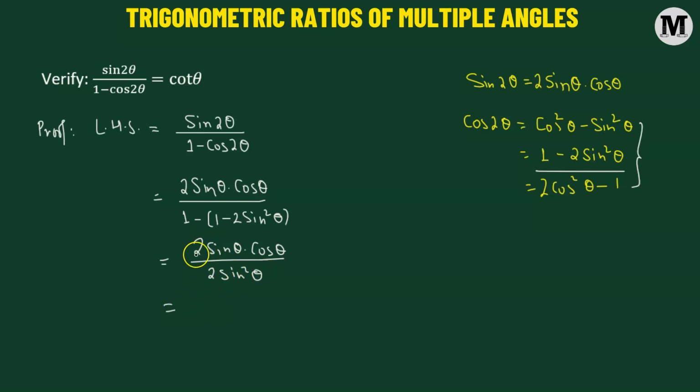Now we can factor out 2 from the numerator and the denominator. One sine theta also gets factored out. That leaves us with cosine theta over sine theta, and this ratio is nothing but the cotangent function. So we have cotangent of theta, which is the expression on the right hand side, hence proved.